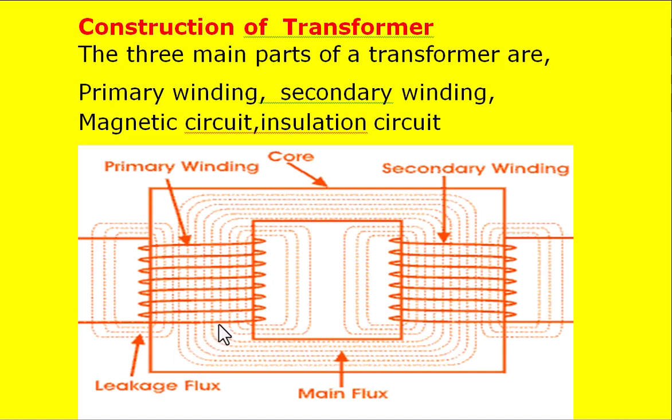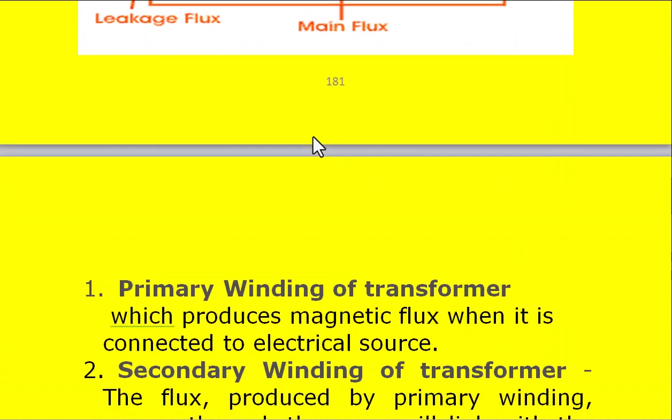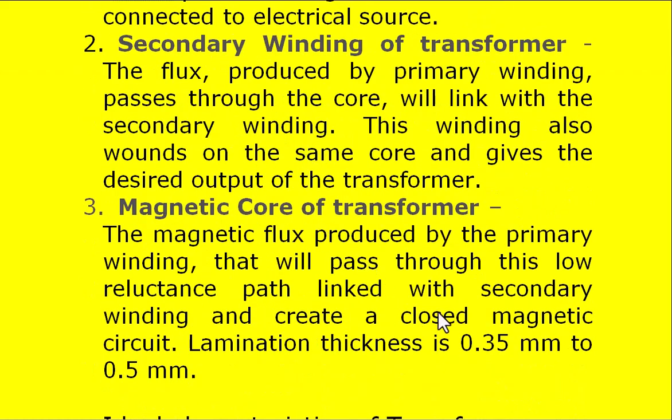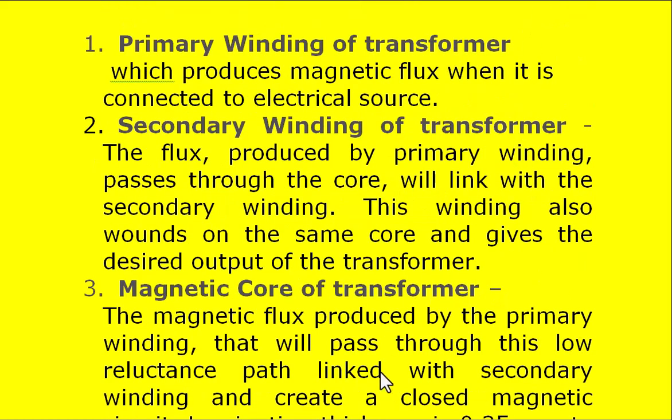And these windings are wound over the magnetic core, and the magnetic core is insulated with the help of insulating oil, and these windings are insulated from each other with the help of bakelite sheet or cloth or paper, and this magnetic core is normally silicon steel, and its lamination thickness is normally 0.35 mm to 0.5 mm.